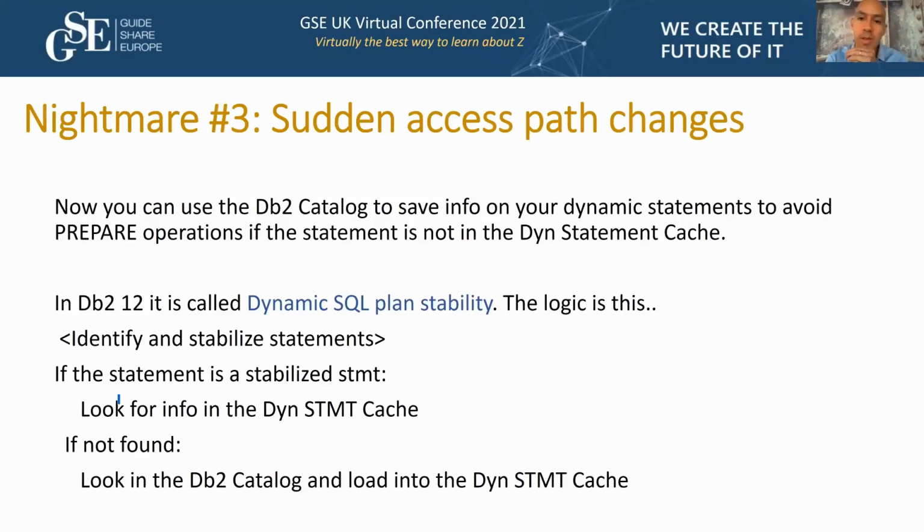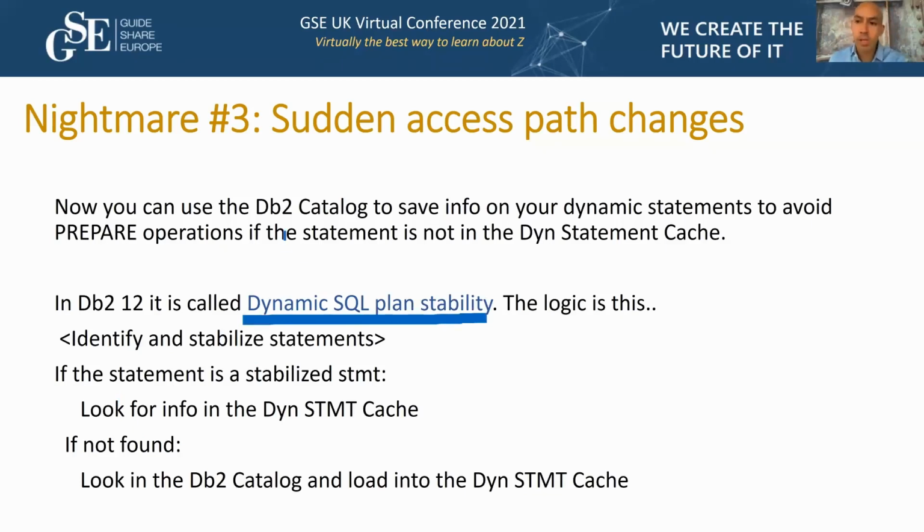Now, another thing is that, well, when a new thread comes and a new statement comes, full prepare is actually done. So then the info is inserted into the dynamic statement cache. And then from that, the access path information is going to be solved. But that changes very often, all the time. It's so fast that I cannot have any kind of control. DB212 also came into the rescue, and it offers something called dynamic SQL plan stability.